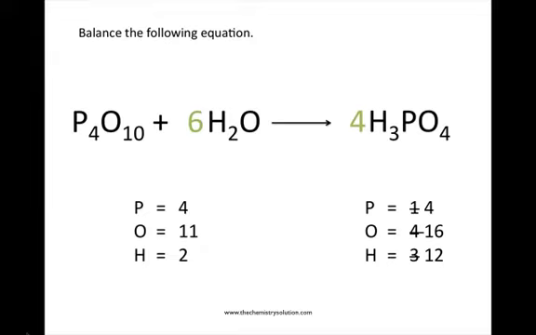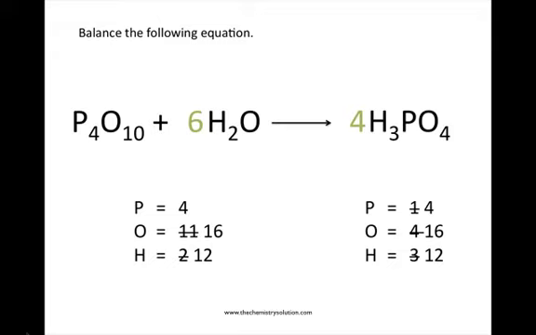But again, because I put a coefficient in front of the entire molecule, I've not only changed the number of hydrogens on the reactant side, but I've also changed the number of oxygens. I now have my original 10 oxygens from the compound P4O10, but I have an additional 6 oxygens because I have 6 H2O molecules, which gives me a total of 16.